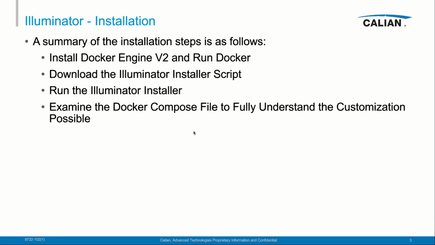So a summary of the installation steps is as follows. First, you'll have to install Docker Engine v2 and run the Docker system. Make sure that you have v2 installed. Download the Illuminator installer script, run the Illuminator installer, and we'll examine the Docker Compose file to fully understand what customizations are possible.